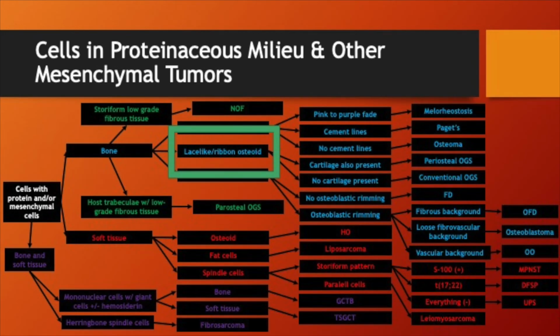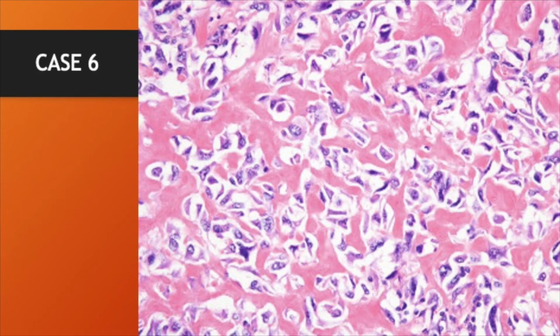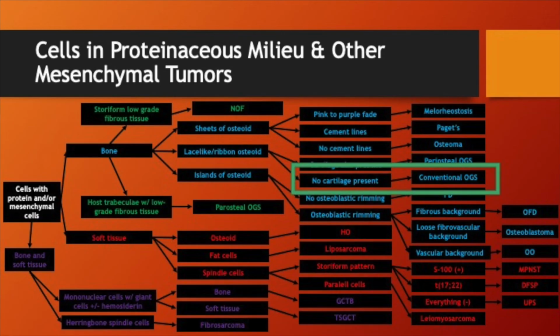So now that we've decided on that, we have lace-like or ribbon osteoid, we need to look again and see, is there cartilage also present along with this stuff or not? So usually what you'll see is something like this with a large cluster of obvious cartilage formation and maybe even lacunae in one corner of this micrograph, but we don't see that anywhere. So all we have is pure lace-like osteoid. So we have a conventional osteogenic sarcoma.